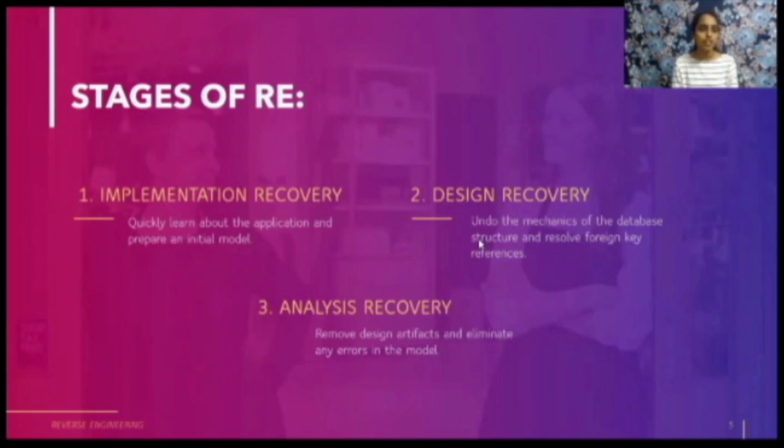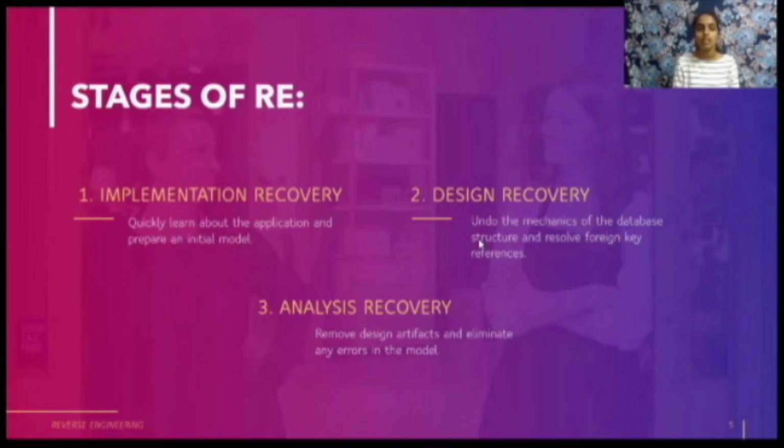And the second stage of reverse engineering is design recovery. During design recovery, you can undo the mechanics of the database and perform only the straightforward actions. You should postpone the conjecture and interpretation until the analysis recovery stage. Typically, you can perform the design recovery autonomously without the help of any application experts. During this stage, you can resolve three main issues. They are identity, foreign keys, and queries.